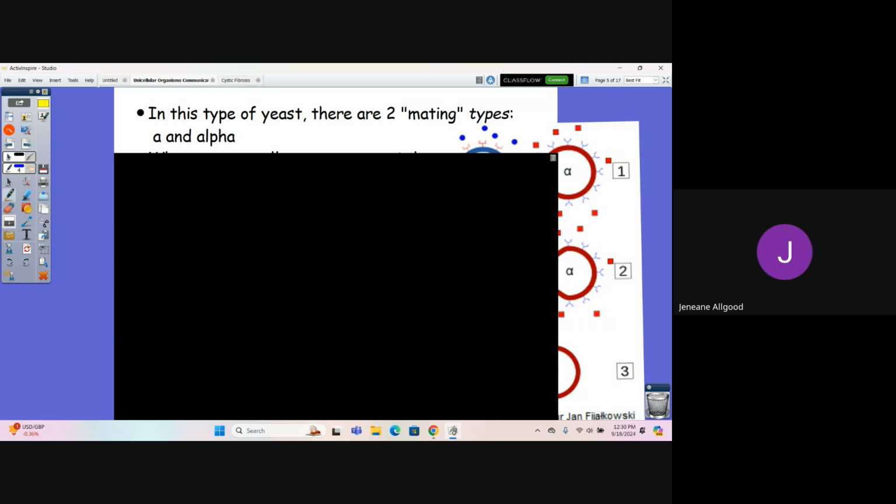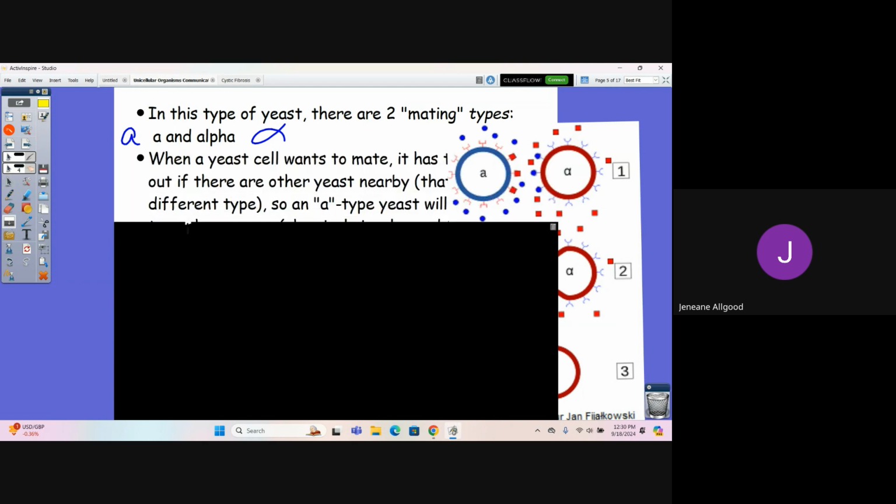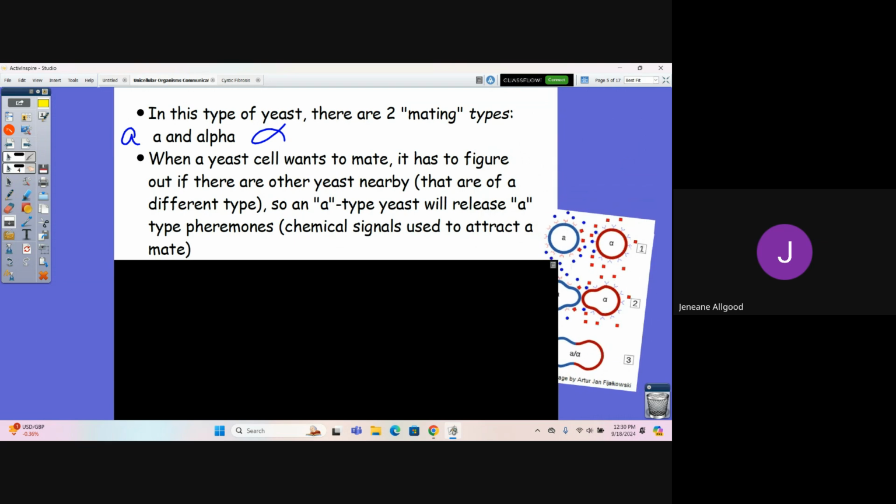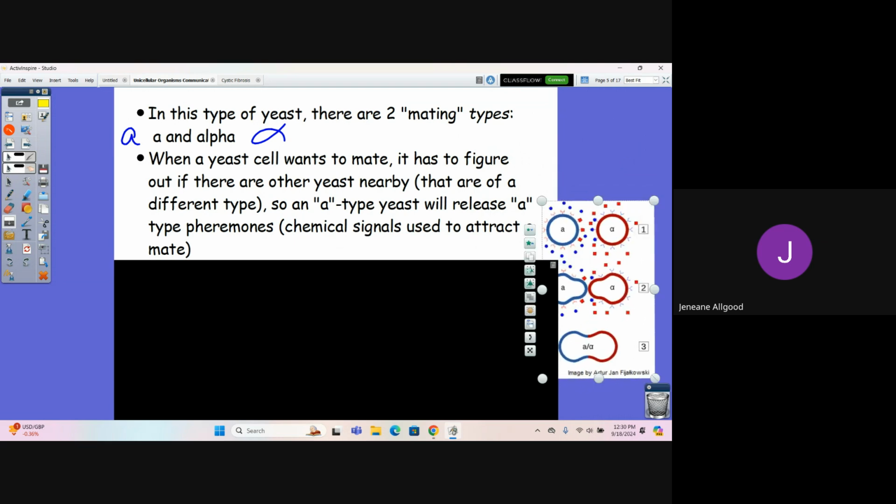Okay, so there are two mating types, A and alpha. Alpha to me kind of looks like a fish, depending on whether it's a skinny fish or a fat fish. So those are the two mating types. Oh, sorry, some of my line is covered up. Let me make that small, and then I'll make it big once we have that down.